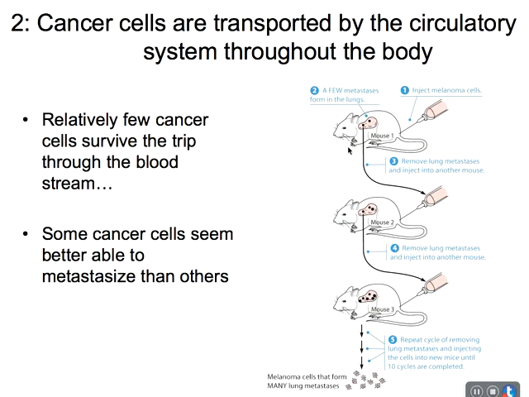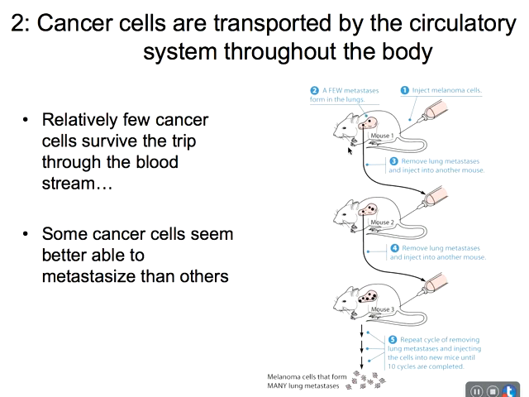Now, it's being moved around through the circulatory system. It turns out that relatively few cancer cells actually survive the trip through the bloodstream. The original study that showed this took radioactively labeled cancer cells and injected them into the bloodstream. Ten days later, they found that very few of those cells were still alive in the bloodstream. So it turns out very few cancer cells survive the bloodstream.